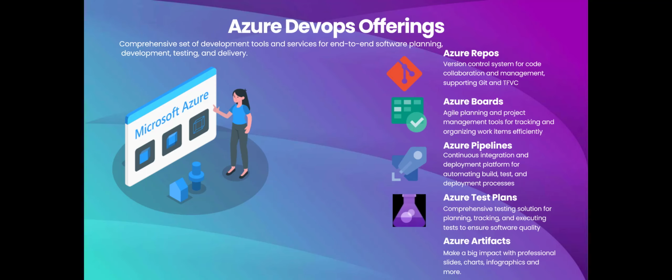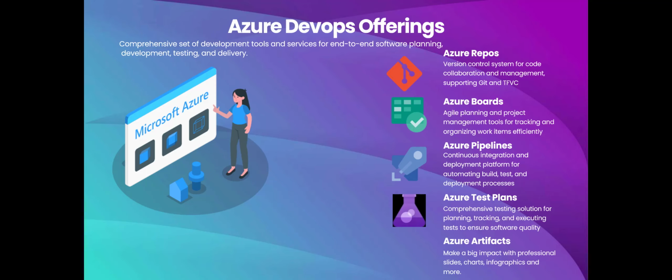If you look into its offerings, Azure Repos is a version control system provided by Azure DevOps. It allows teams to securely store and manage their source code, enable collaboration and version control, and developers can effectively track changes, manage branches, and merge code seamlessly.